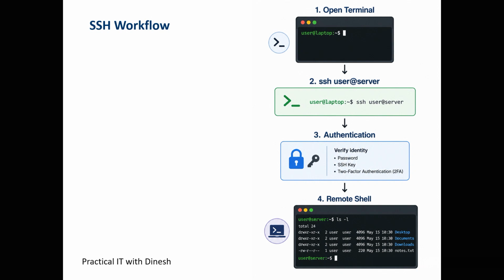This simple workflow summarizes how SSH is used. First, open terminal. We start from our local terminal. SSH command. We specify the username and the server. Authentication. We provide our password or SSH key. A remote shell. Now we are working on the remote Linux system.